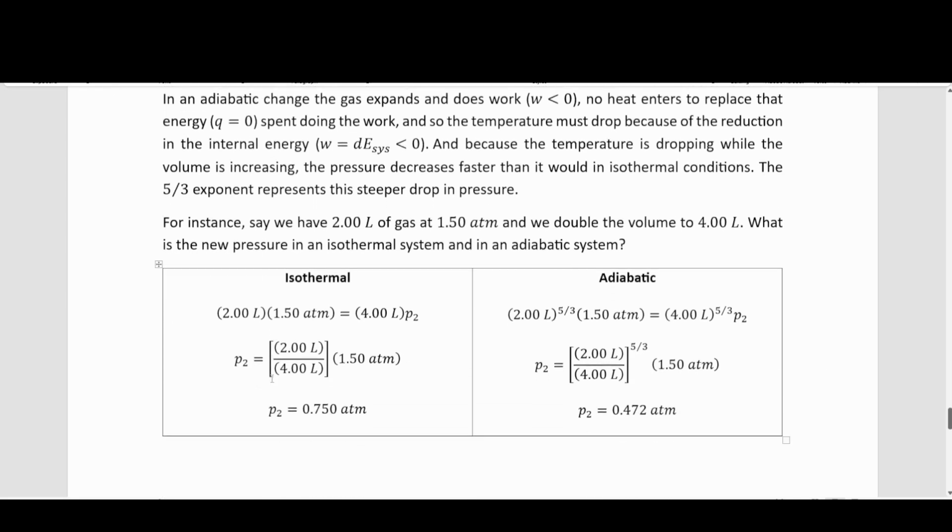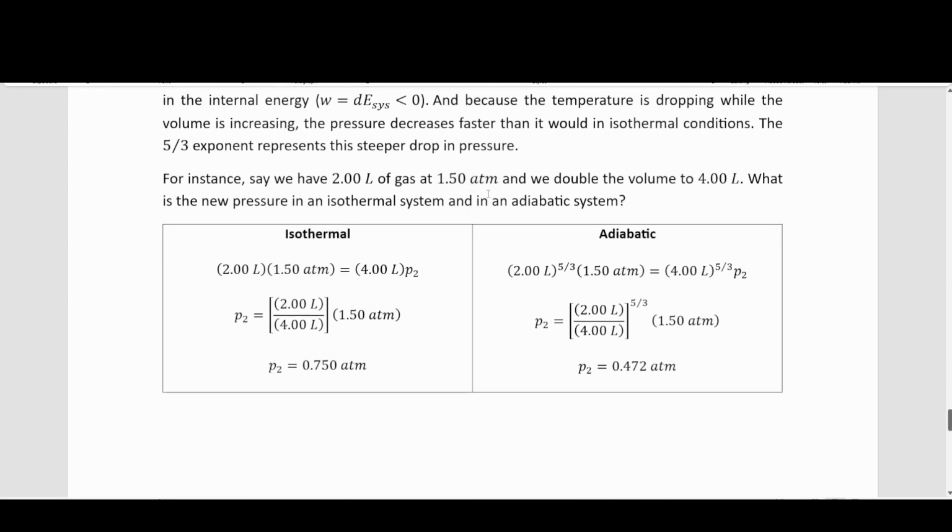So for instance, if we have 2 liters of gas at 1.5 atmospheres and we double the volume to 4 liters, what is the new pressure in the isothermal and adiabatic systems? If we do isothermal, what we find is that a doubling in the volume gives us a halving in the pressure, whereas for adiabatic, a doubling in the volume gives us more than a halving of the pressure. So the pressure goes less than half, and that is because of the temperature drop that also happens.